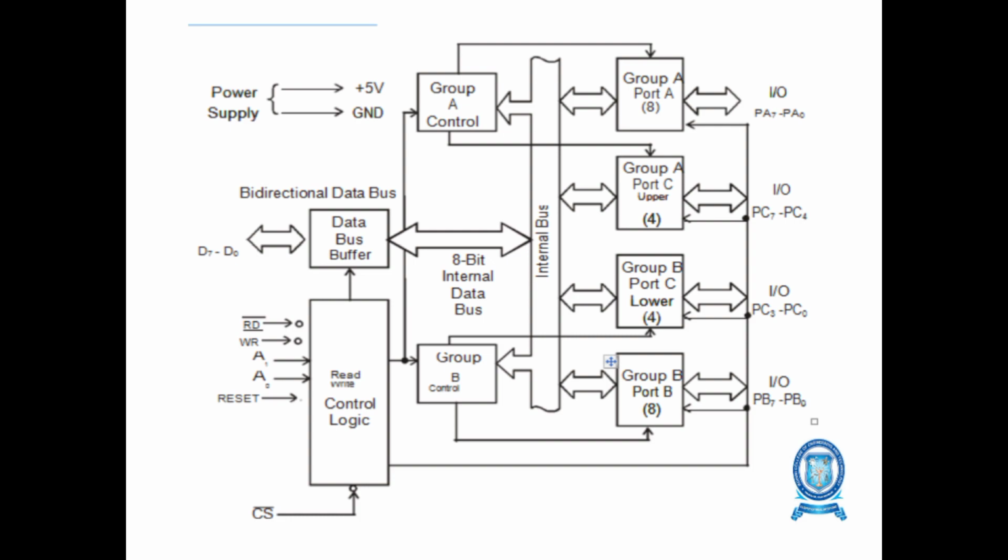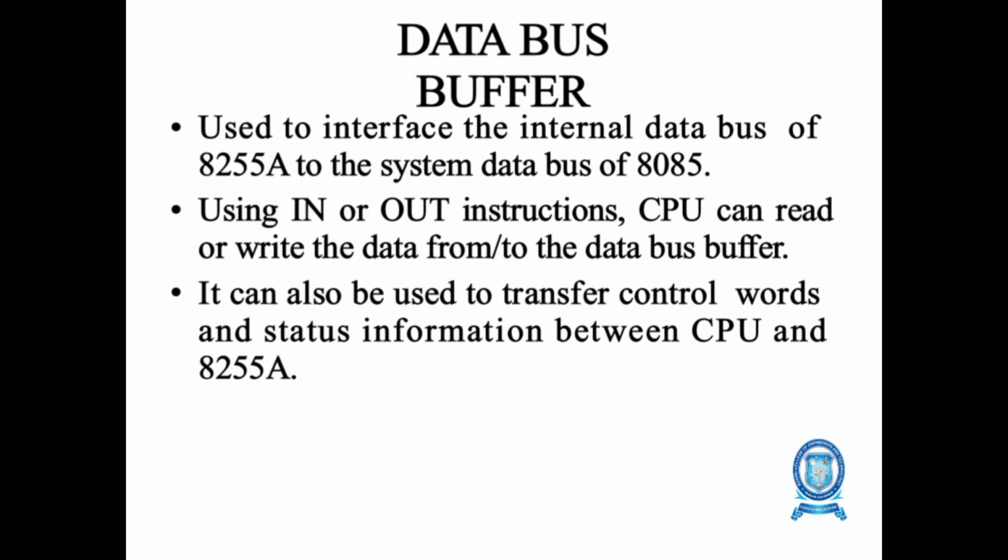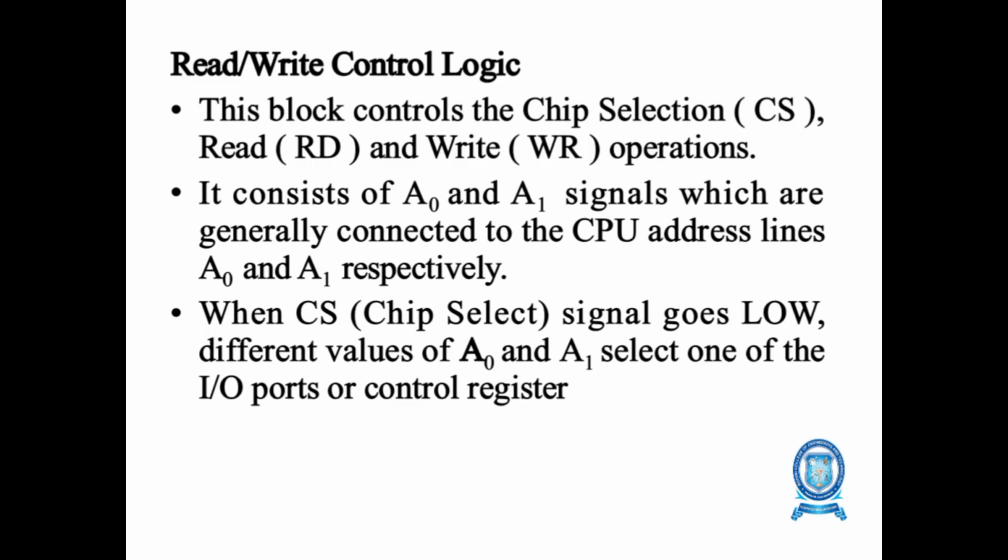In the 8255 we have the data bus buffer, read/write control logic, group A control and group B control, and port A, port B, port C, the input-output ports. The bidirectional internal bus is connected. The data bus buffer is used to interface the internal data bus of the 8255A to the system data bus of the 8085. Using IN or OUT instructions, the CPU can read or write data from the data bus buffer. It can also be used to transfer control words and status information between the CPU and the 8255A.